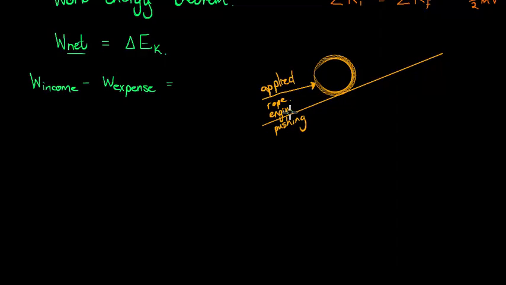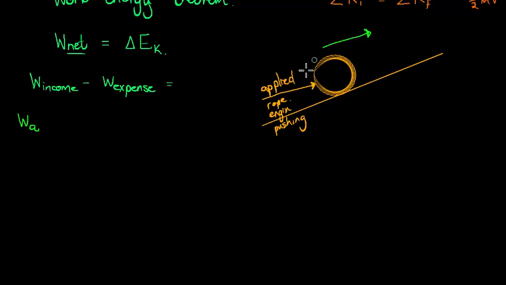Now, it can only be an income if it's in the direction that the object is moving. So the object is already moving in a certain direction. Let's say I'm pushing the object upwards and it's moving upwards. If I'm pushing in the same direction as the object is moving, I'm adding energy into the object. So in other words, the income here would be work applied. That would be one of the incomes.